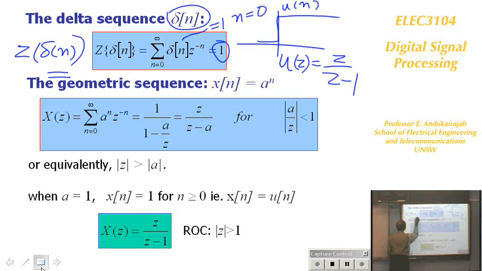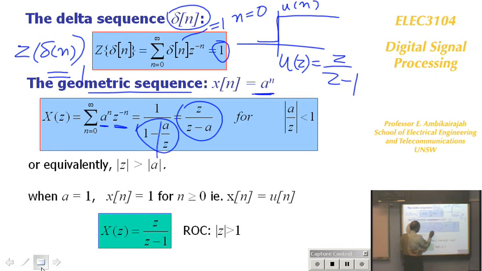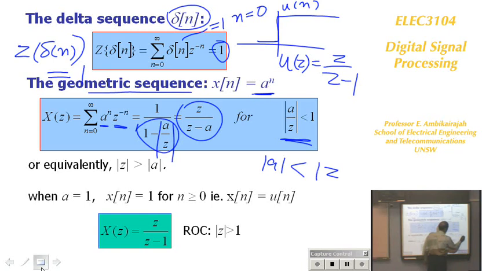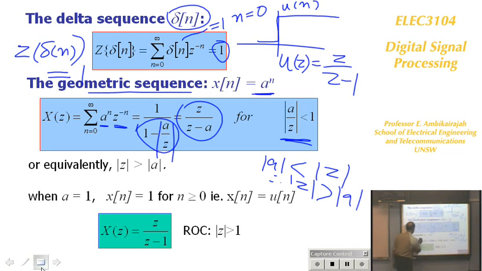Let's take another example where the geometric sequence is a to the n. Just apply the same thing, a to the n times z to the minus n. You don't need to remember all of this. You would have a table, and you can look up the table for this, which is 1 over 1 minus a over z. And you just multiply here and flip around, you get z over z minus a. And for this to converge, that R value, the common ratio, should be less than 1. That means you just multiply there, mod a less than mod z, so mod z is greater than mod a. That's what you have here.